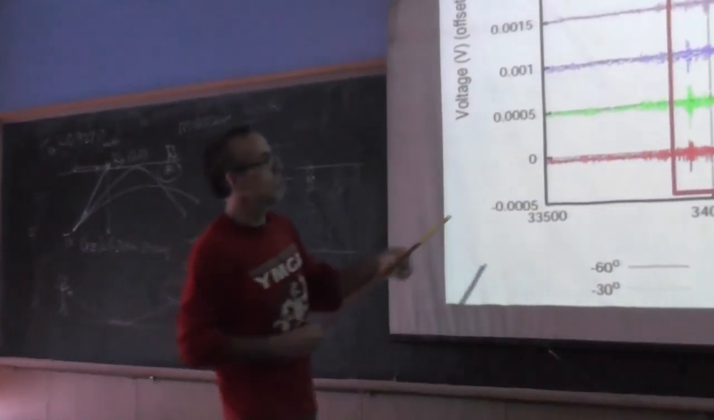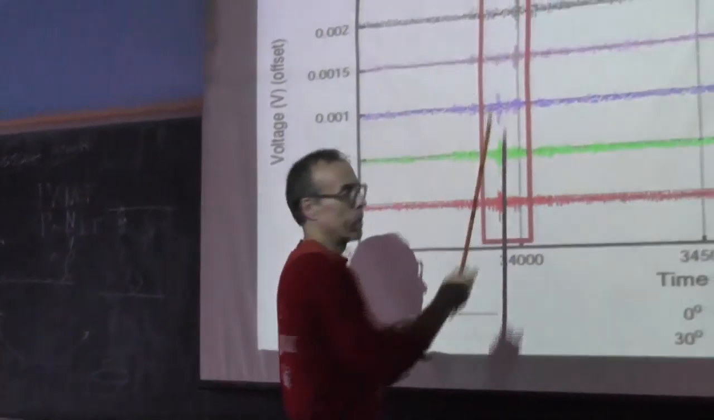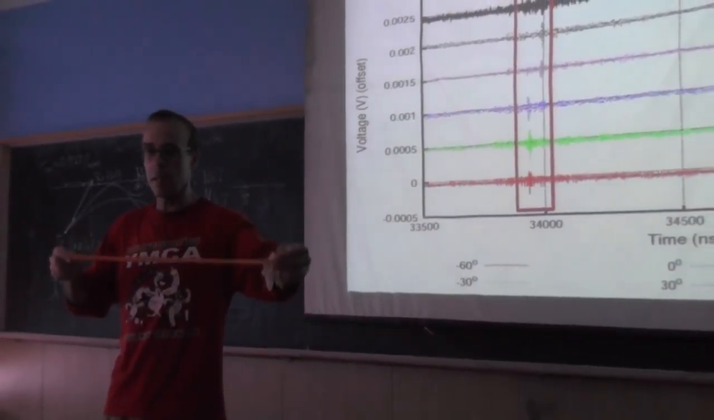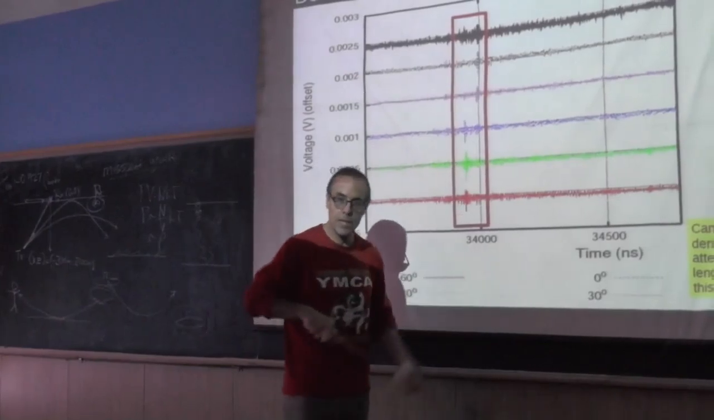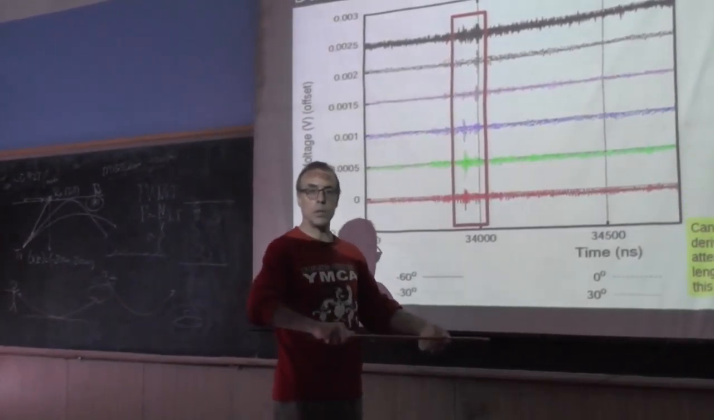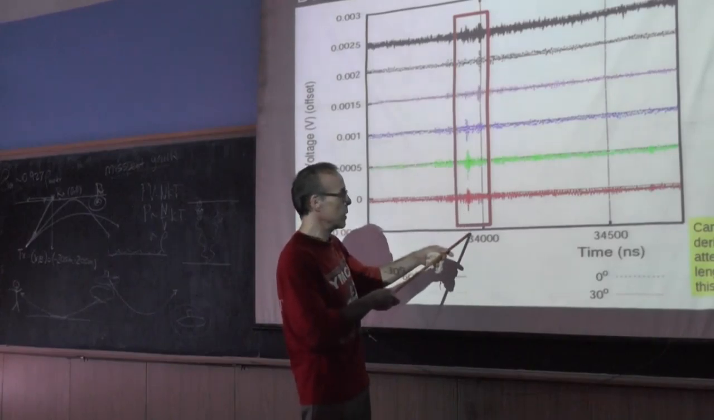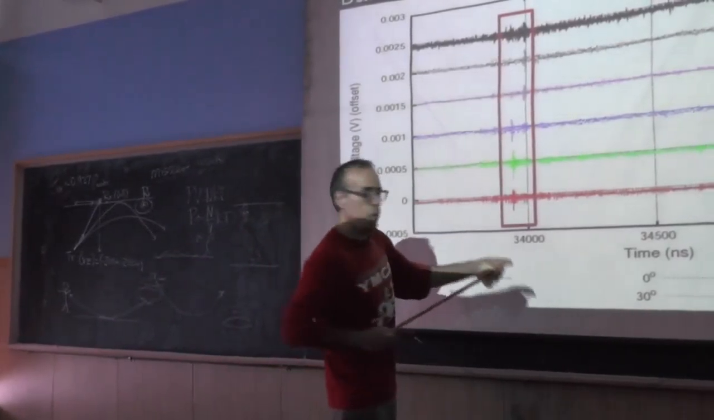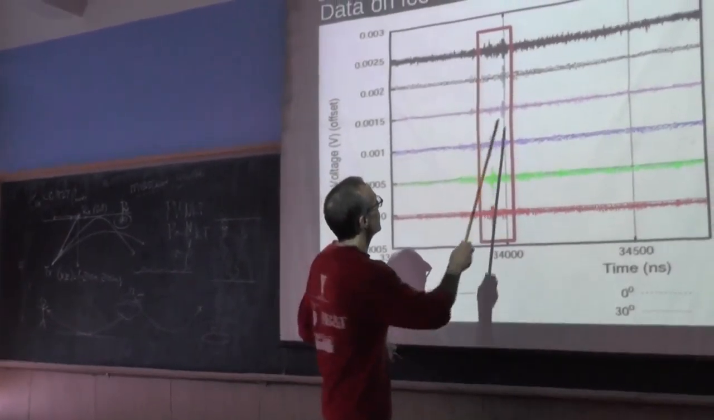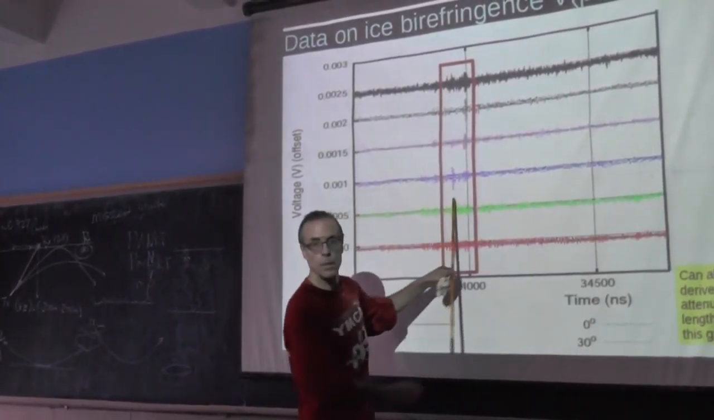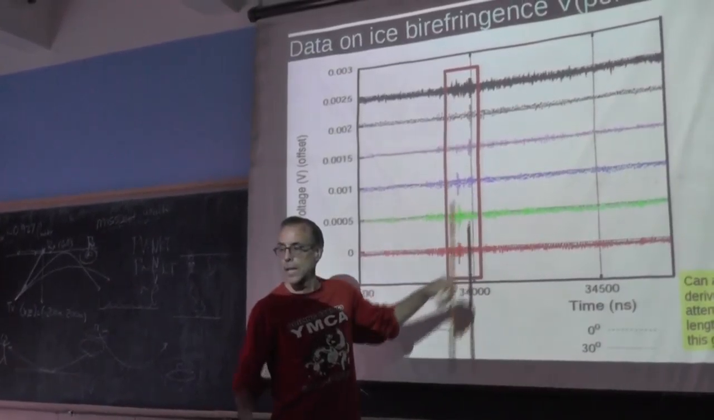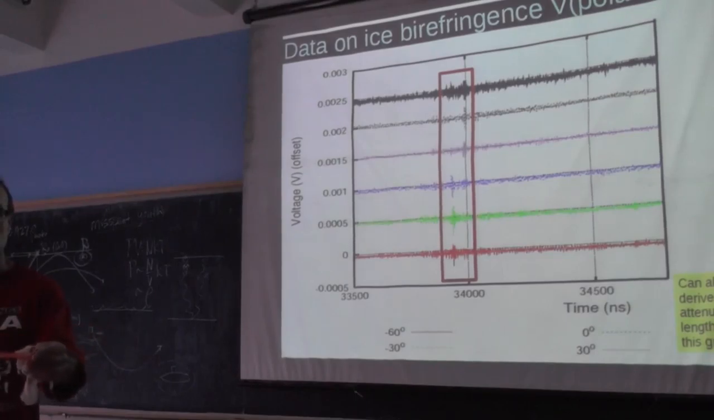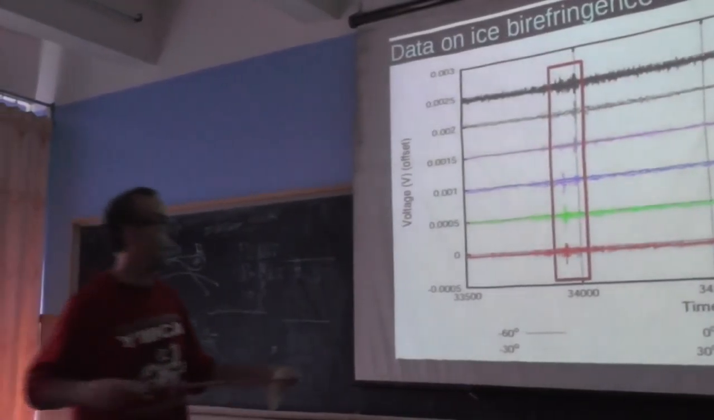And very interestingly, the reflected signal depends on the polarization. So if the polarization is like this, the echo time, the time that it takes to go from the surface, reflect off the bedrock, and come back, is something like 33,900 nanoseconds. And if you rotate it, you see that the echo time shifts by something like 50 nanoseconds. And this is exactly the effect which we did not expect, this birefringence. And we were seeing it here.